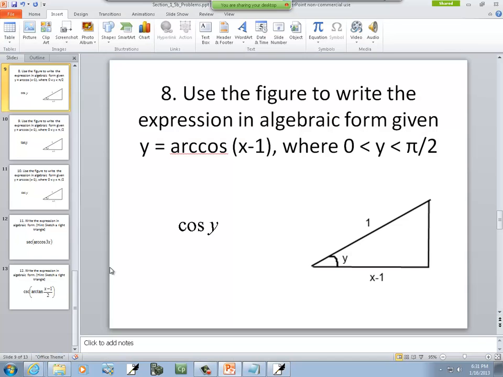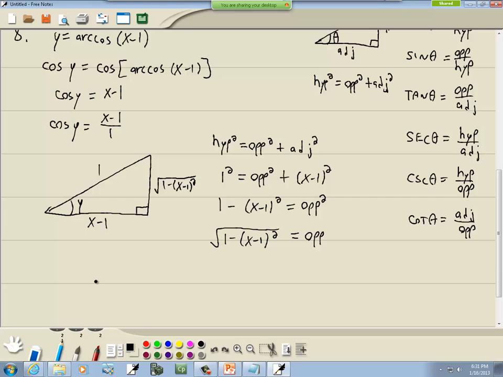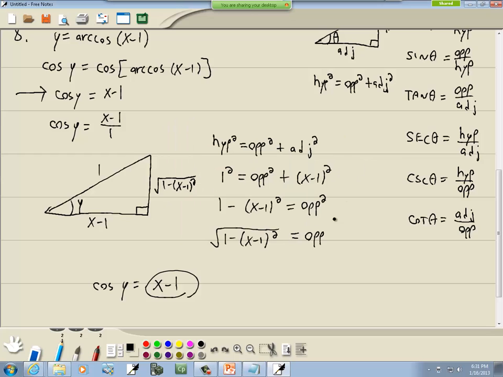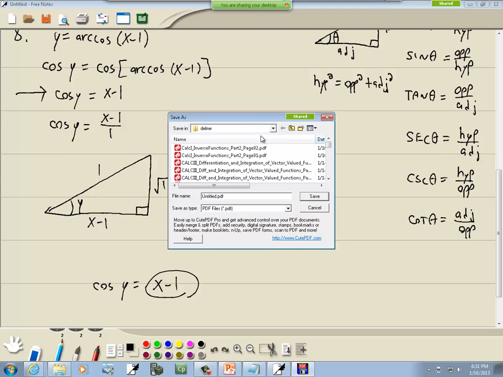Well, what they're wanting us to find here, and this one's real easy, is cosine y. Reason why I say it's real easy is we just found it right up here. We know what cosine y is. Once we took cosine of both sides of this, we got that. So our answer on this one is x minus 1. Now the other ones won't be as simple as this. I mean, they're not difficult or anything, but this one is pretty obvious.